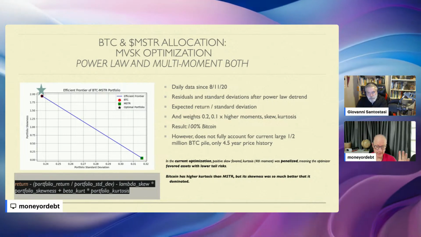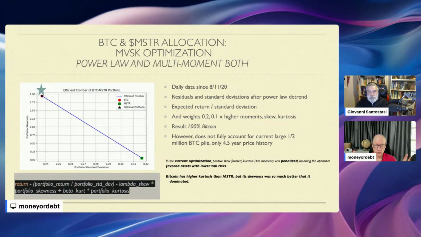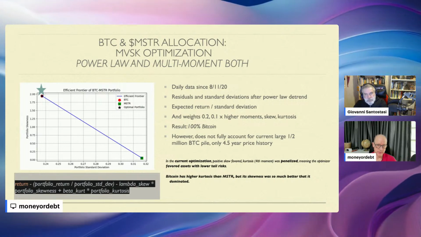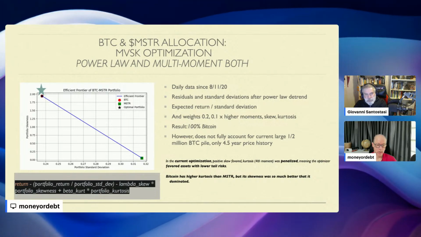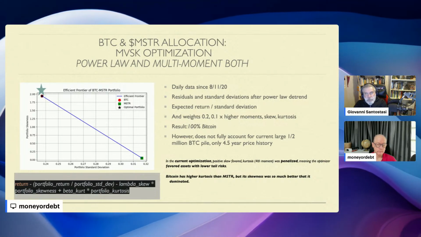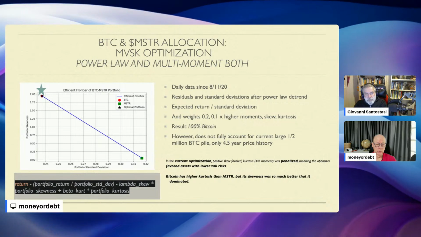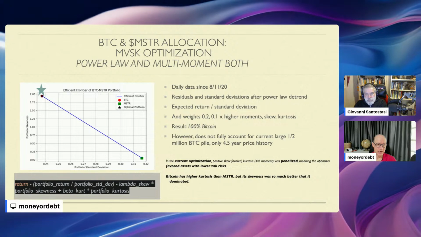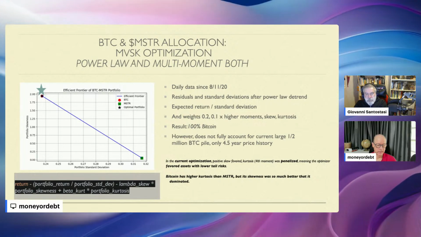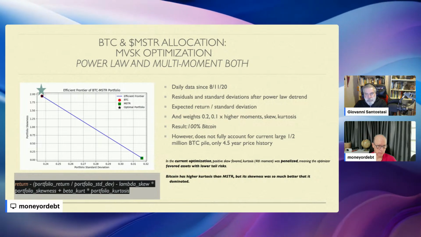One is if you do a Kelly optimization, depending on what time frame you use, like monthly or quarterly, you could end up with 20 to 30% MSTR in your portfolio under the Kelly criteria. Right. And also, we're not fully accounting for the fact that he's built up over time this 500,000 Bitcoin pile, right? That early on he didn't have. He had a very small pile.